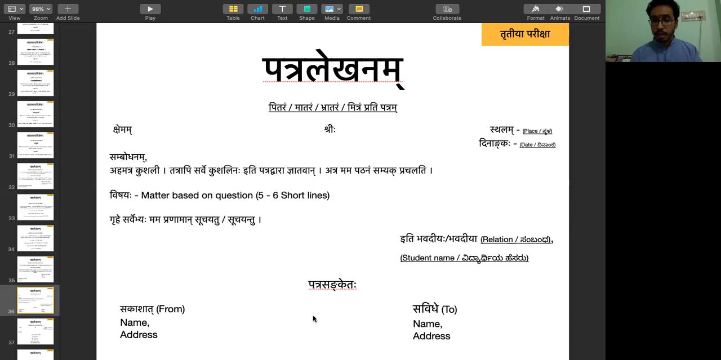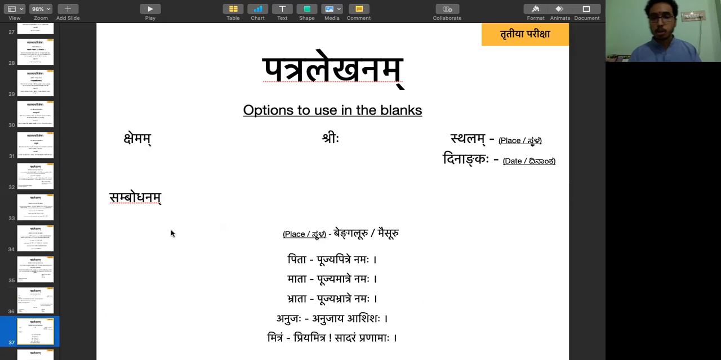Finally, your name. Here, one more point where you can lose marks is Patra Sanketa. Always fill 1, 2, 3. These 3 should also be there at the end, because you will have to post these letters and they have to reach that person. So, Patra Sanketa, that is your postal address. Sakashat, from: write that and then your name, the sender's name, and your address. Savidhe, to whom you're sending it, your father, mother, friend, etc., and their address.